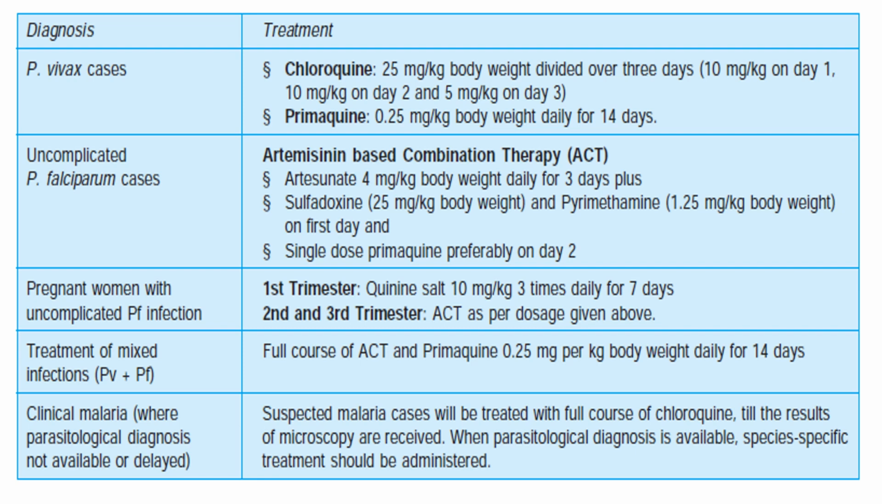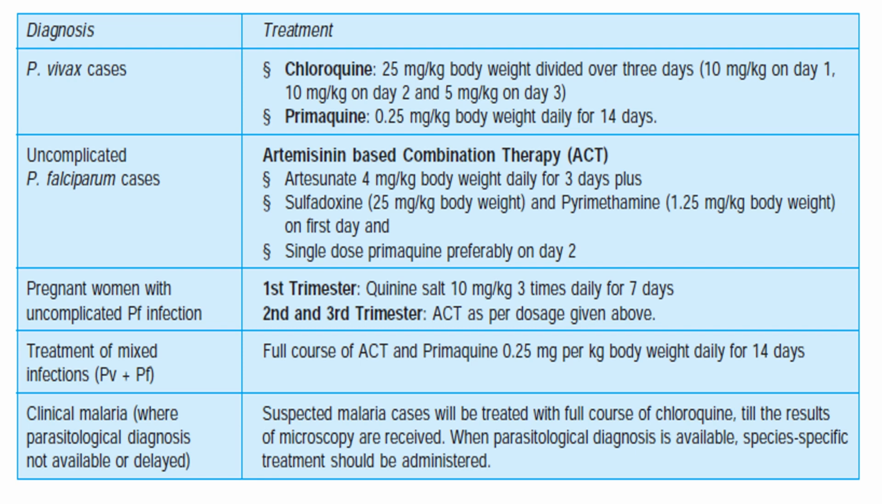If this was a case of malaria in pregnant women, that is, this particular patient was mentioned as a pregnant woman, supposing the card read like that, then you have to mention in the first trimester quinine salt 10 mg per kg 3 times daily for 7 days to be given, and from the second and third trimester the artemisinin-based combination therapy to be given as per the scheduled dosage. In case of mixed infection, that is both Vivax and falciparum, the full course of artemisinin-based combination therapy and primaquine to be given for a period of 14 days.